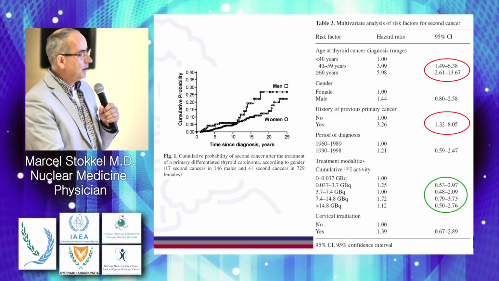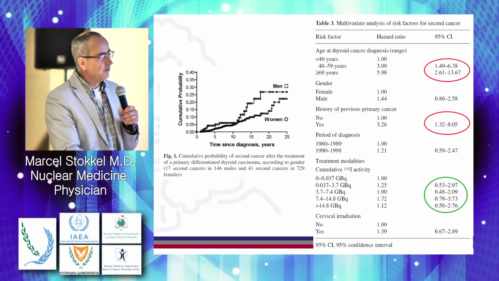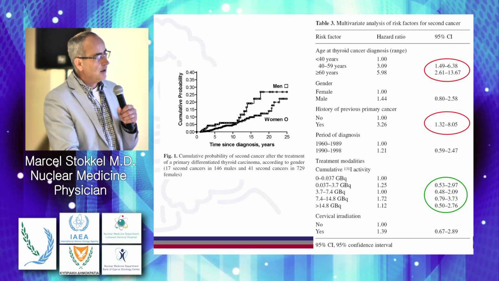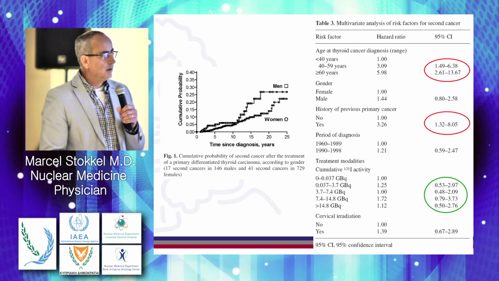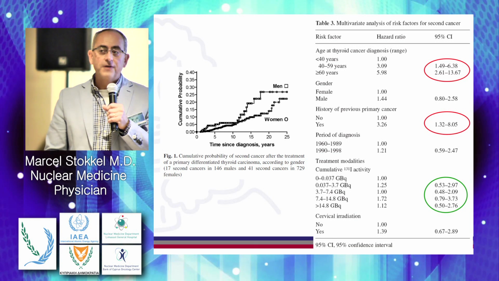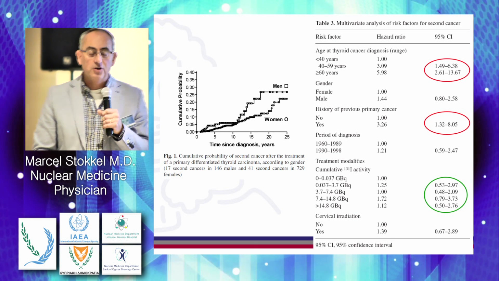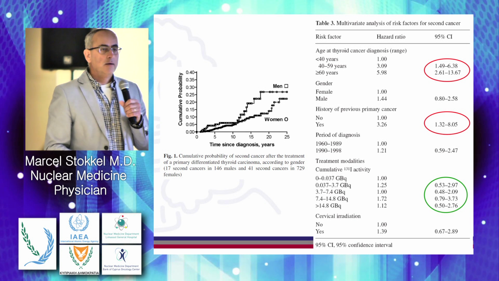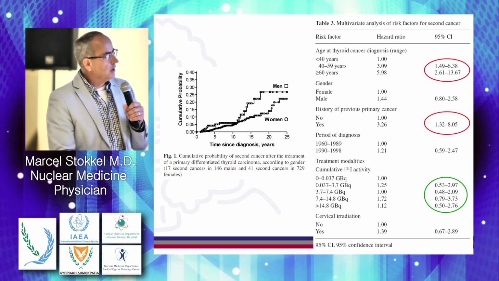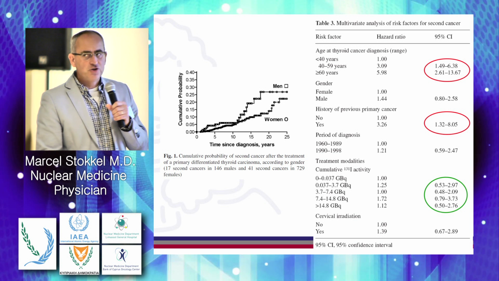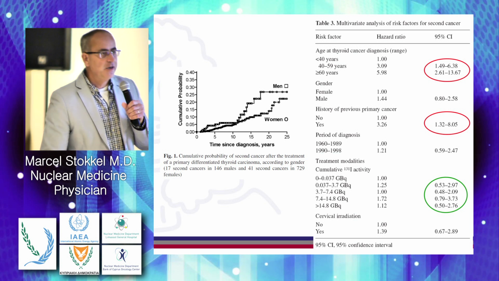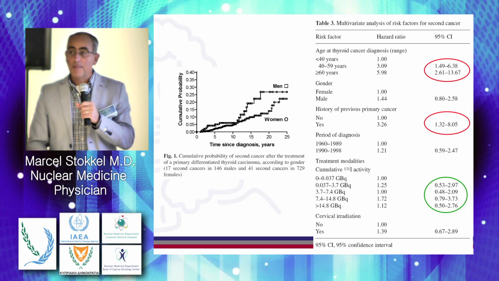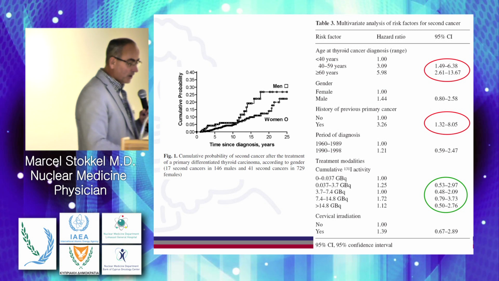And finally, here you see the relation between the cumulative iodine-131 activity and the risk of thyroid or second primary tumors induction. And from this data, it was concluded that in many tumors the risk of second tumors is increased, but there seems to be no relation with the amount of activity applied.